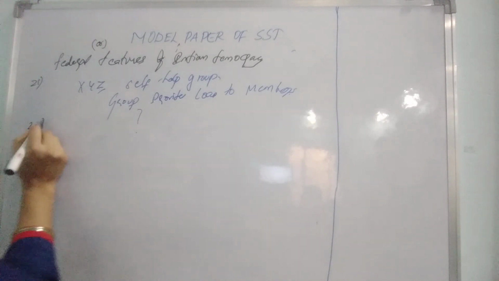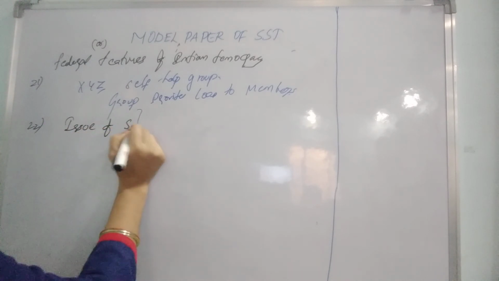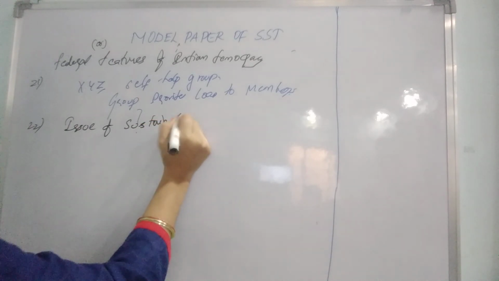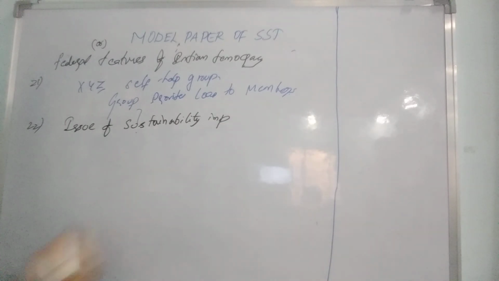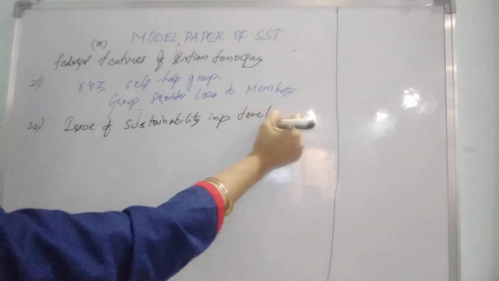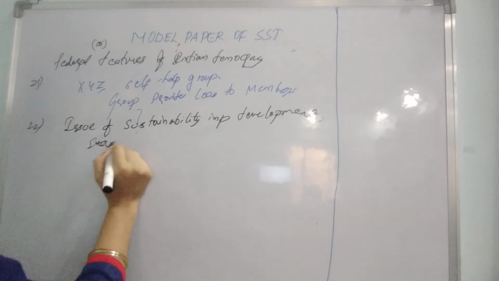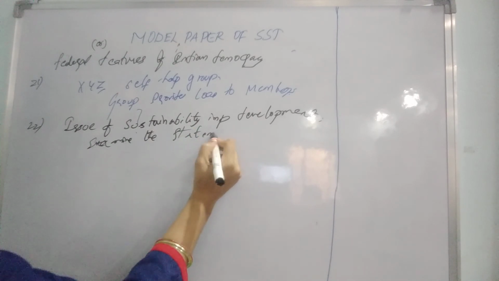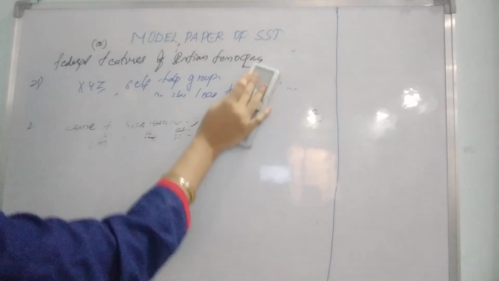And the 22nd question is: the issue of sustainability is important for development. Examine the statement. We have to examine the statement. This is our 22nd question from section B. Next, coming to our section C, these are the 4 marks questions.